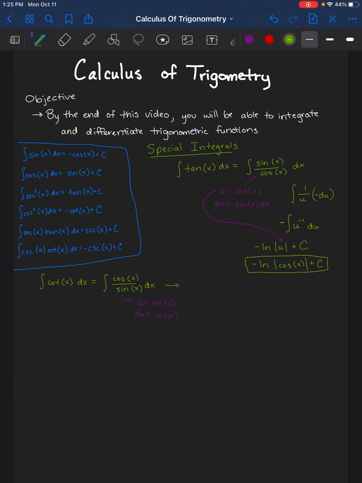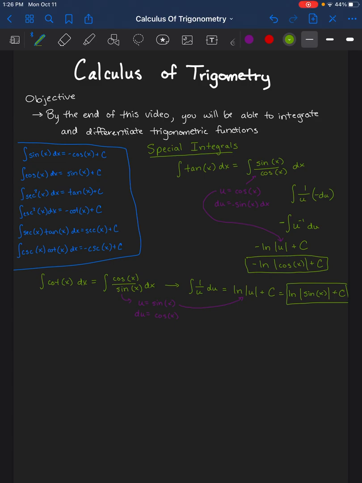So when I do that, we will get the integral of 1 over u du. And again, that's going to turn into a natural logarithm, so natural log of the absolute value of u plus c. And the last thing I need to do is remember to switch back to my original variable. So take that u and switch it back out for sine of x. So we'll have the natural log of the absolute value of sine x plus c as the final answer for the integral of cotangent x.